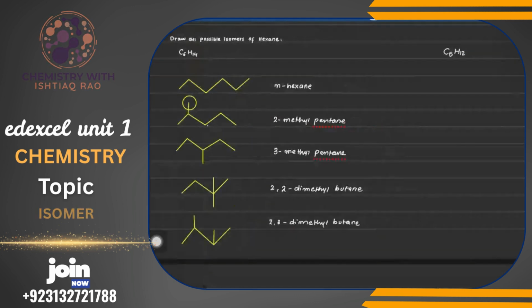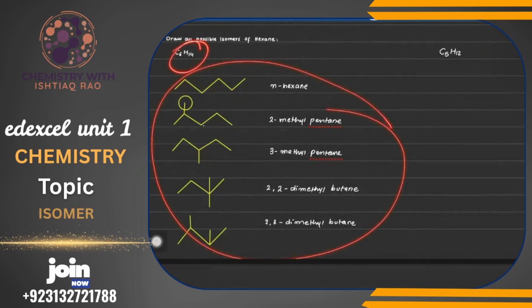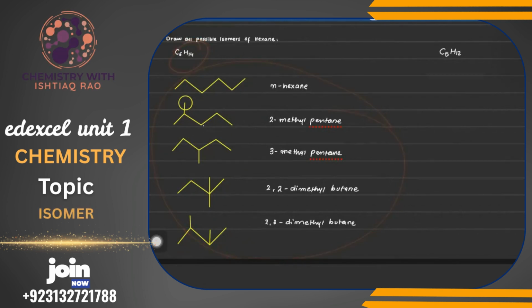So these are the possible structures of hexane. You can count: the molecular formula is the same, but the structural formula is different. Remember, the molecular formula is the same, but the structural formula is different.